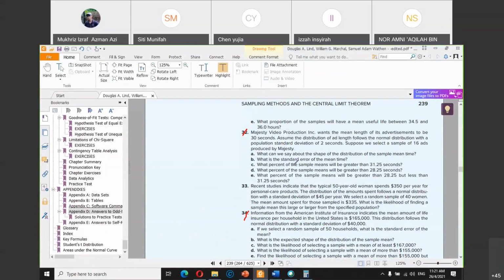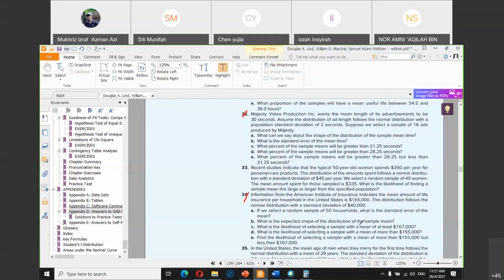For today's exercise, I will put up the link in your OL, and the submission will be by tomorrow afternoon. Only 2 questions: question number 32 and question number 34 from page 239 in your textbook. Both questions are very similar to the previous chapter, but now you have the concept of sample. The formula now becomes x bar minus mu divided by the standard error, SE. Standard error is sigma over the square root of n. That applies to both 34 and 32.